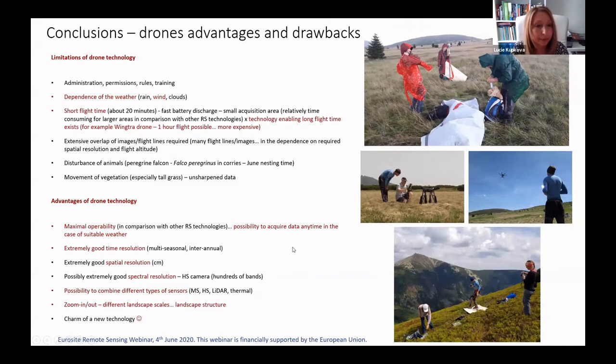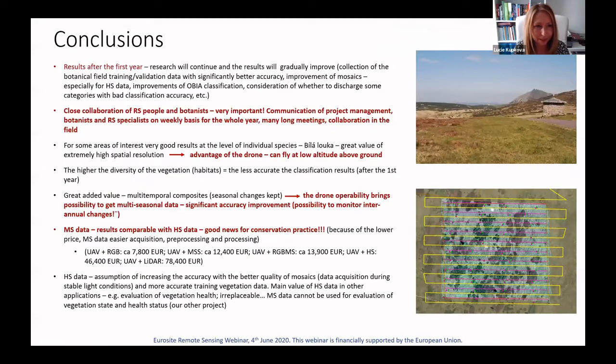As for the advantages, it's really maximally operable, and you can really acquire data anytime in the case of good weather. You can get extremely good time resolution, spatial and spectral resolution, dependent on your cameras, and combine different types of sensors. And what is also interesting, you can zoom in, zoom out in different landscape scales, and you can also evaluate landscape structure. And of course, this is the charm of a new technology that you can experience.